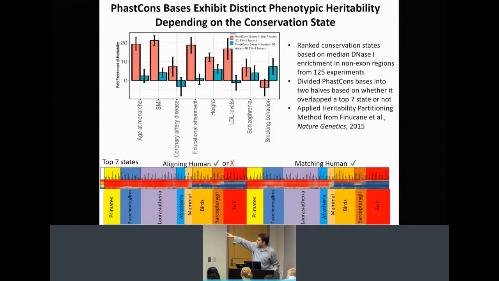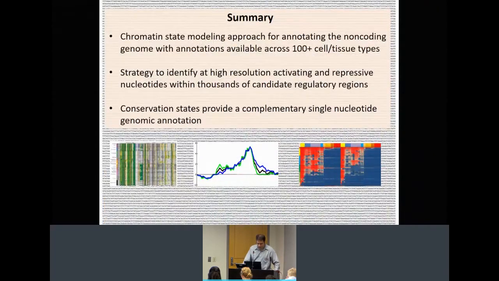And then we applied the heritability partitioning that I mentioned before, and what we see is very different enrichments for phenotypes for the majority of them, depending on which half set. It tends to be higher enrichment for the PhastCons bases of these 7 states. It's more robust. So to summarize, I presented to you a chromatin state modeling approach for annotating the non-coding genome with annotations available in cell and tissue types.